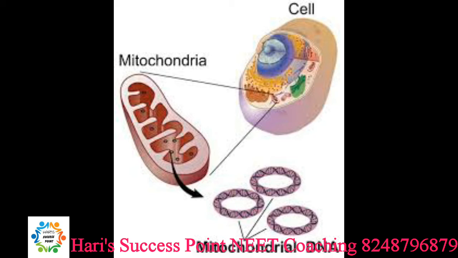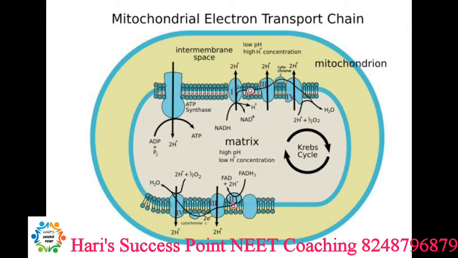Mitochondria are the sites of aerobic respiration and they produce ATP. ATP is called the energy currency. Hence, they are called the powerhouses of the cell. So, mitochondria are principally associated with the generation of ATP. That is why they are called the powerhouse of the cell. Mitochondria contain a single circular double-stranded DNA molecule, so they are able to replicate on their own.